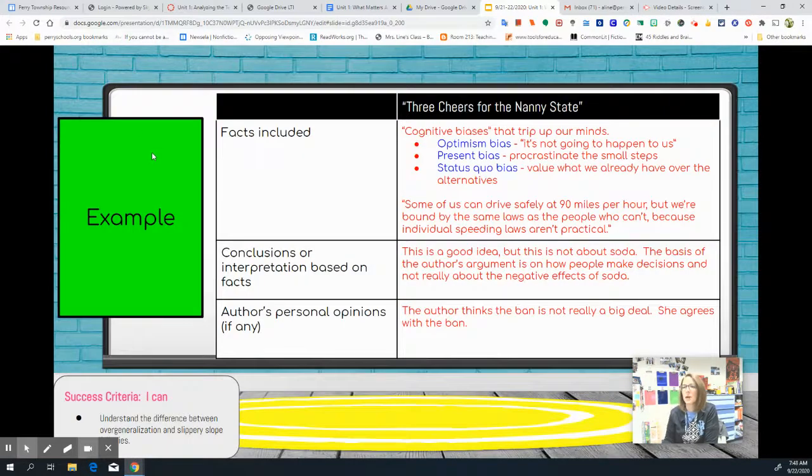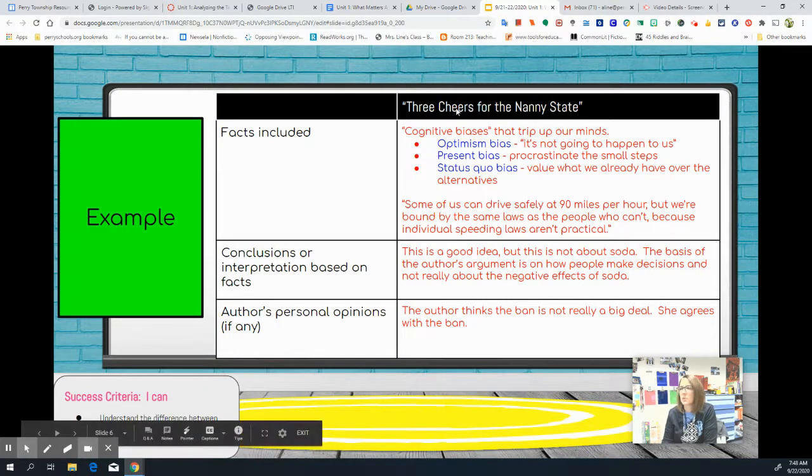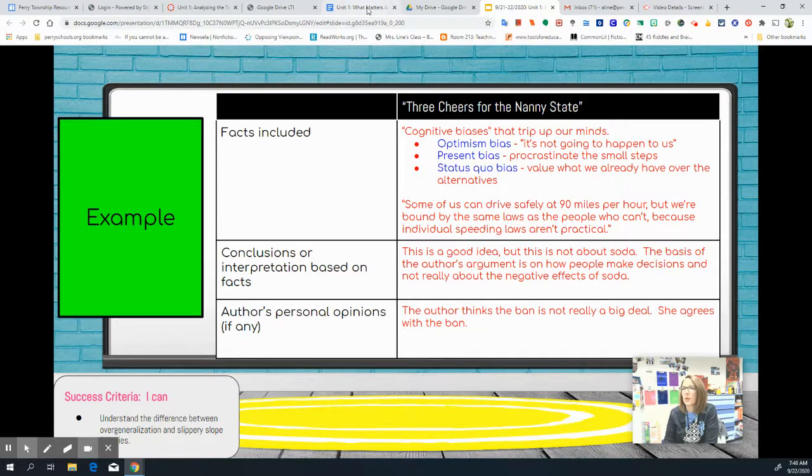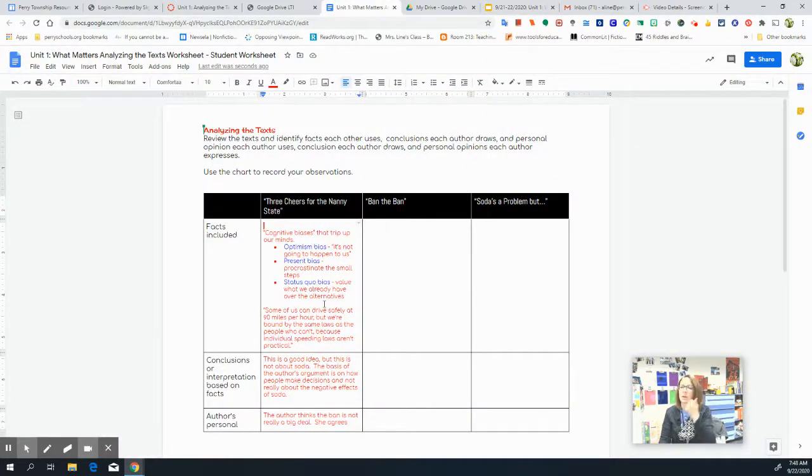And let's go to my example. And so facts included, conclusions or interpretations based in author's personal opinions. This is what we're working on here. So I'm doing 3 Cheers for the Nanny State. So here's my example, and I'm going to go ahead and get to that document here. So if we look at the text, 3 Cheers for the Nanny State, it's on page 277 in our textbook. And I have my textbook here right in front of me to help me out with that.